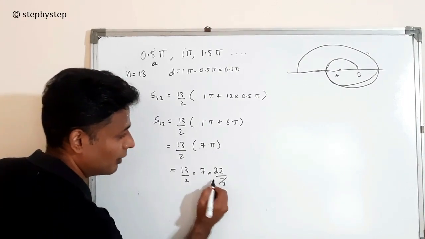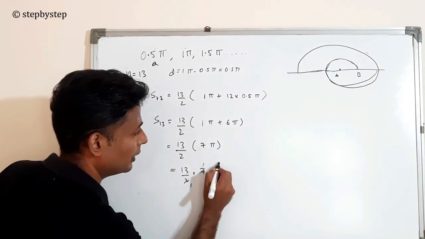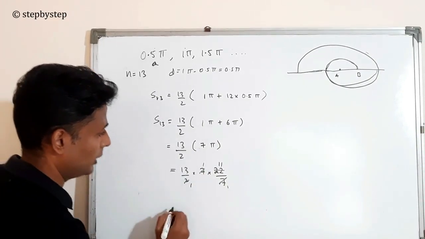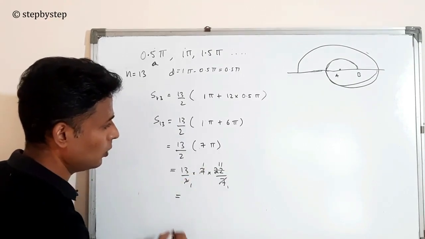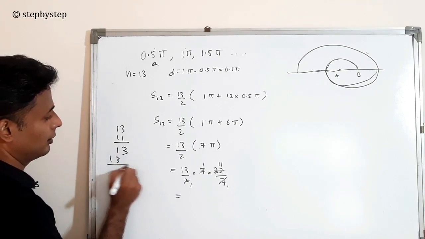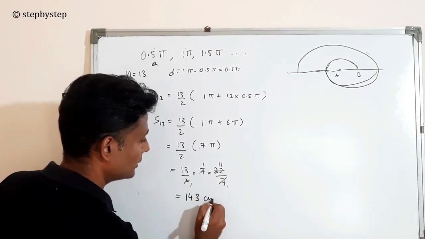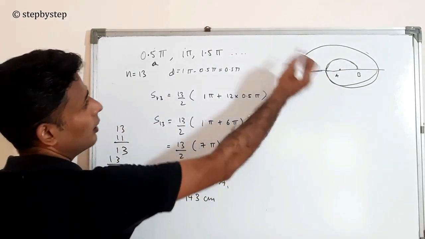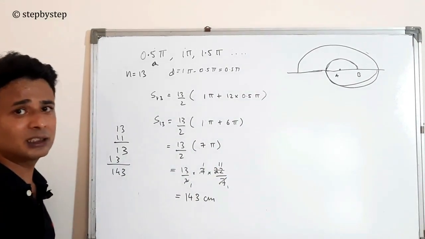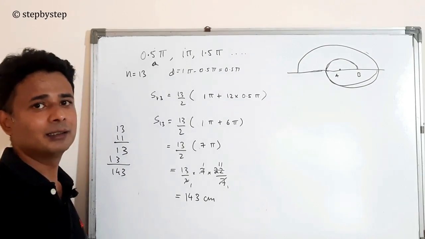So 7 ones are 7, 7 twos are 14... 7 ones are 7, 11s are 22, yes, 11s. Now 13 into 11. I will not take a risk, it is 143. So it's 143 centimeter. The total length of 13 such semicircles, or the entire spiral, is 143 centimeter.